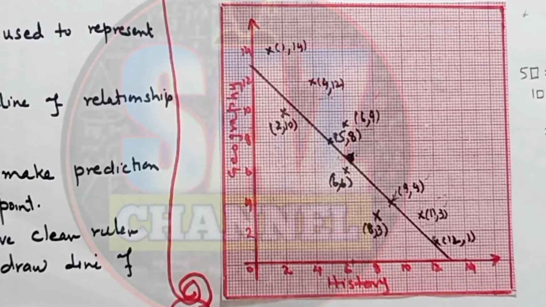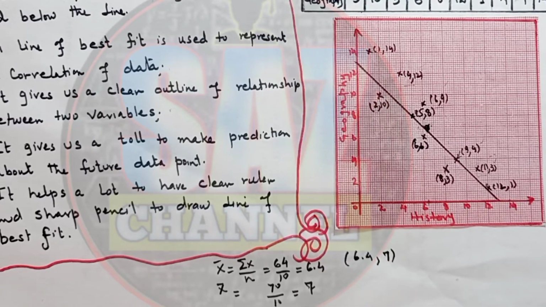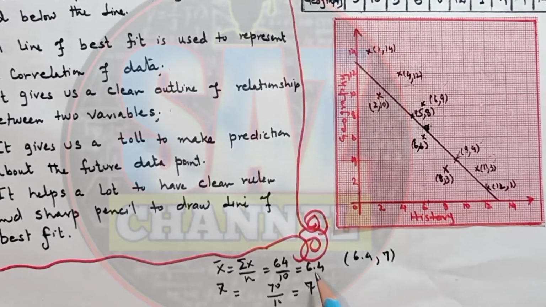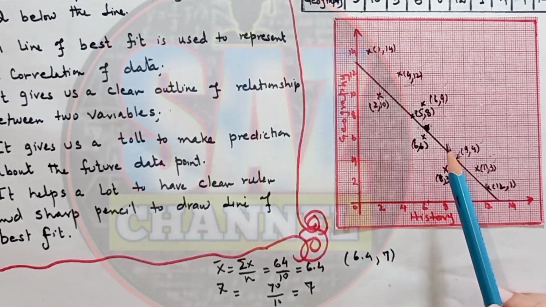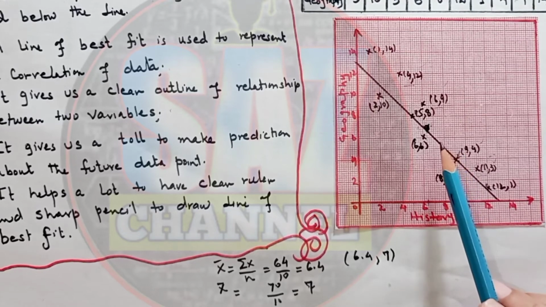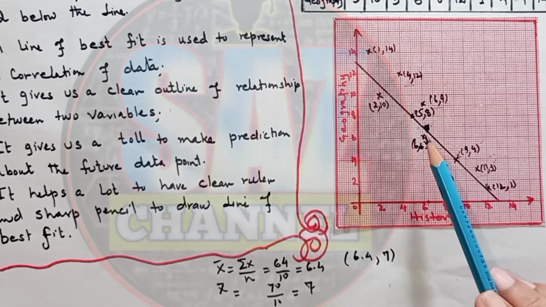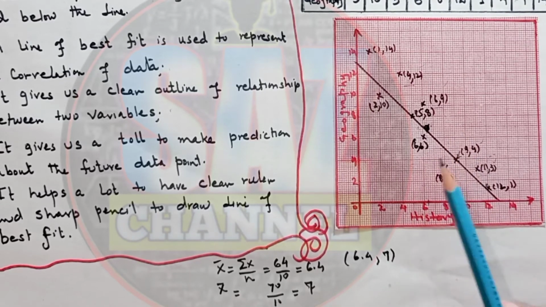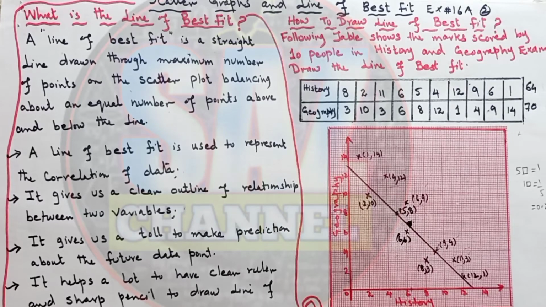I hope you are clear how to draw the line of best fit. For drawing the line of best fit, first of all you have to find the mean for the information given for the x-axis and y-axis. Then you have to plot the scatter plot, mark the mean point, and then use the transparent ruler in such a way and draw the line so that it leaves at least an equal number of points above and below the line. I hope you are clear about how to draw the scatter plot, what the line of best fit is, and how to draw it.